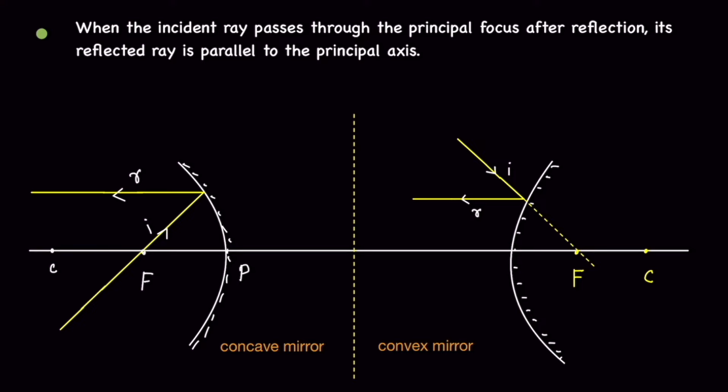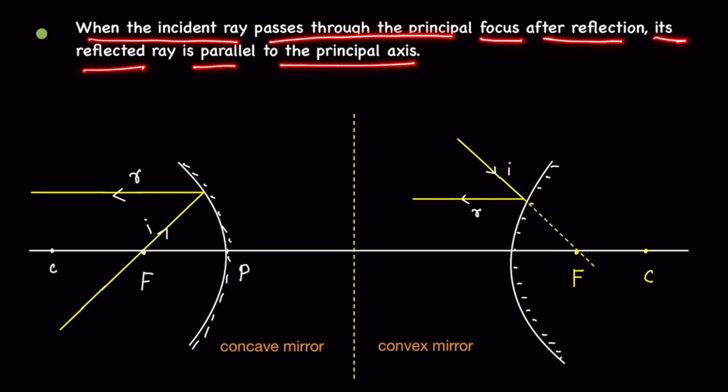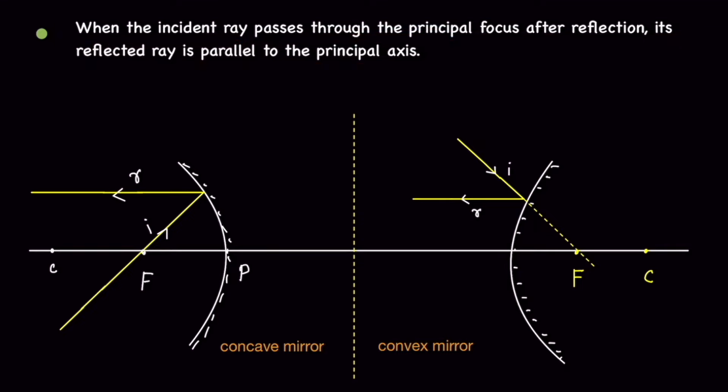The second rule is, when the incident ray passes through the principal focus, after reflection, its reflected ray is parallel to the principal axis. You can say that it is the reverse or the converse of the previous rule. Here we will take the incident ray passing through the focus. This is the incident ray and it passes through the focus. After reflection, the reflected ray is parallel to the principal axis. So this is an example for a concave mirror. Similarly, if we see the convex mirror, this is the incident ray and this incident ray is in the direction of the principal focus.